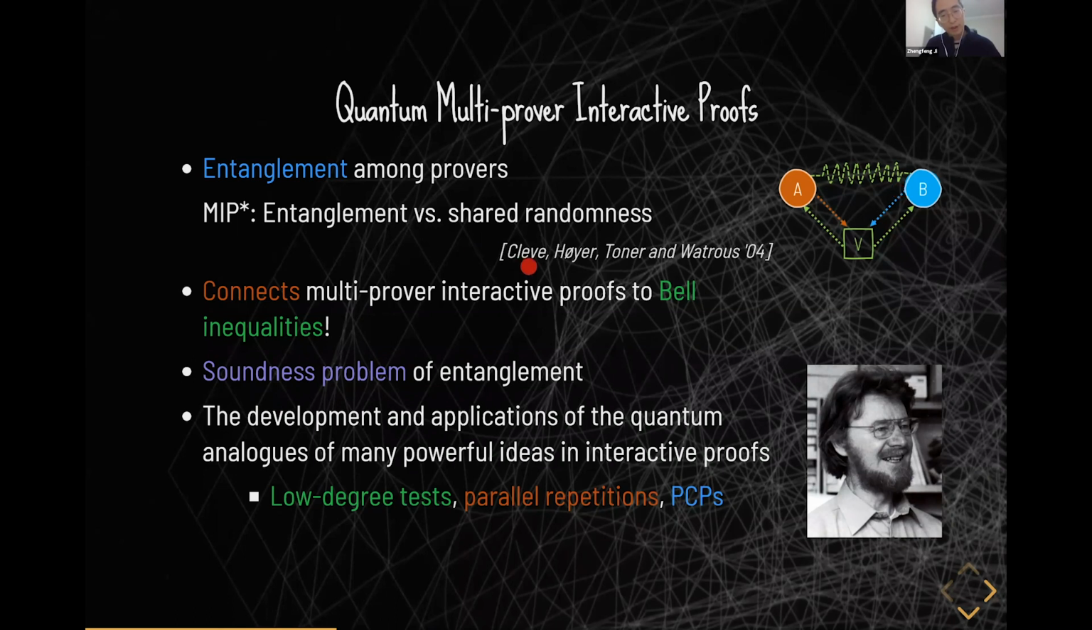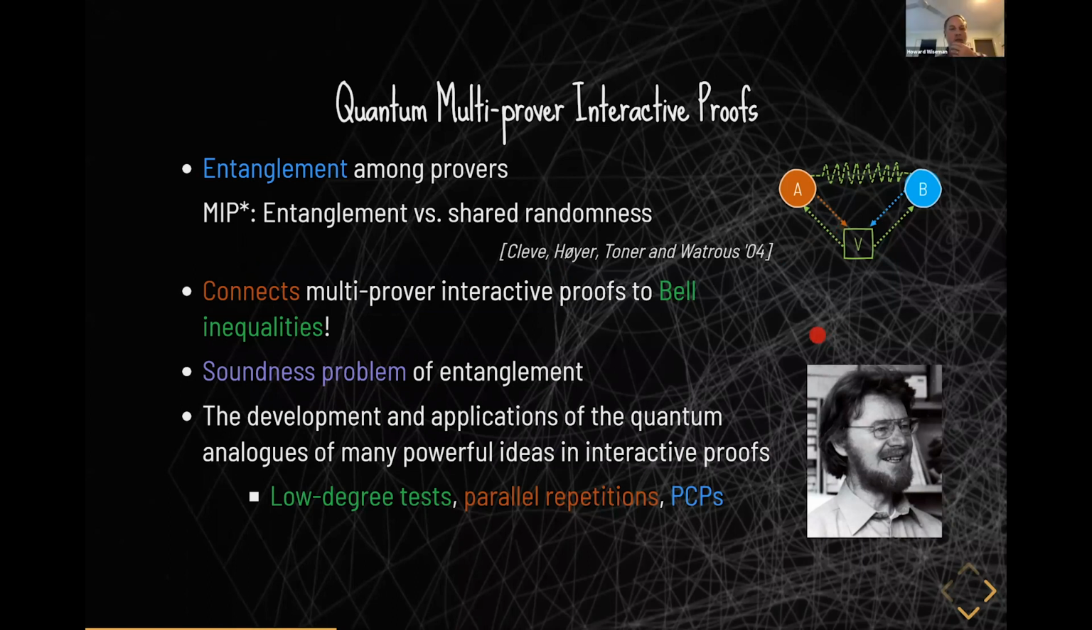So in this paper, Cleve, Hoyer, Turner, and Waters in 2004 systematically studied this complexity class and connected multi-prover interactive proofs in computer science to Bell inequalities.